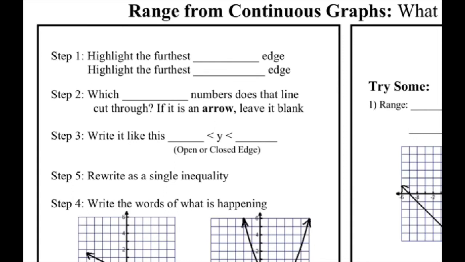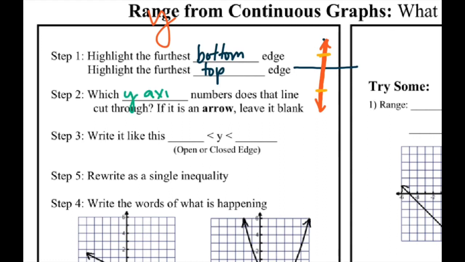So it says, highlight the bottom edge and then highlight the top edge. The reason why is because range is y. The y-axis runs from the bottom to the top. So I need to see where the graph's lowest number and highest number are. So that's where it says which y-axis numbers does that line cut through. And remember, if there's an arrow, we're going to leave it blank. We'll set it up like this and then fill it in with numbers if there are endpoints, or we'll leave it blank if it's an arrow.